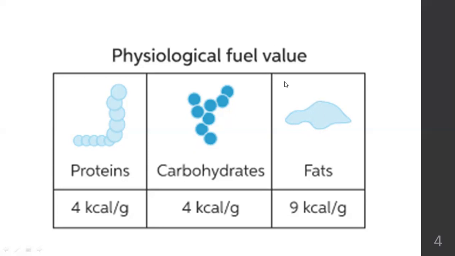And the gross value of carbohydrates, outside the human body, is 4.15 kilocalories per gram. Fat is 9.45. Its physiological value is just 9, but the gross value is 9.45. Is it clear to all?